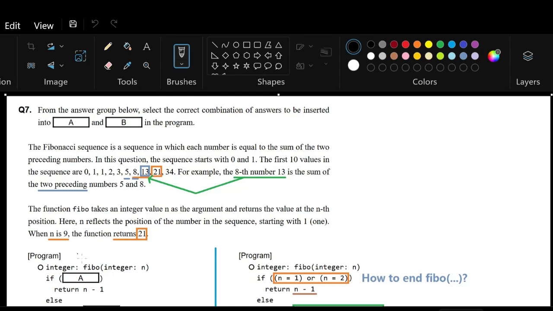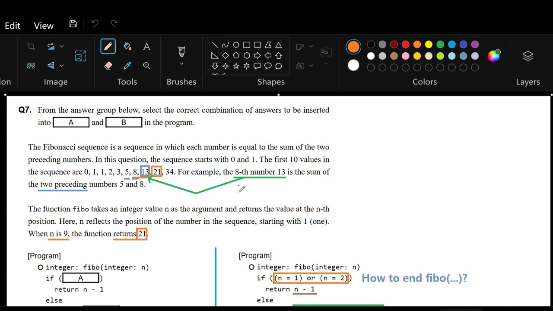Question number 7 of the PhilNITS FE afternoon portion of the exam. In this question, we are being asked about the Fibonacci sequence, which is a sequence in which each number is equal to the sum of the two preceding numbers. In this question, the sequence starts with 0 and 1, and the first 10 values in the sequence are 0, 1, 1, 2, 3, 5, 8, 13, 21, and 34.